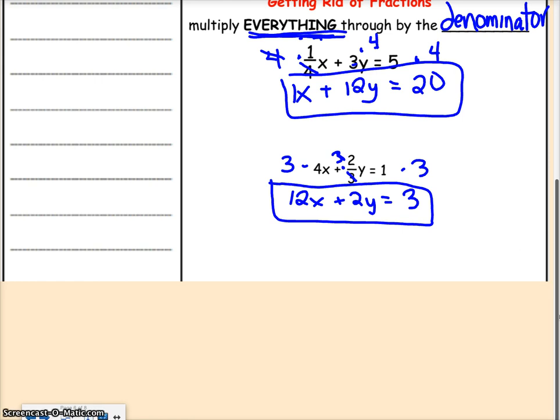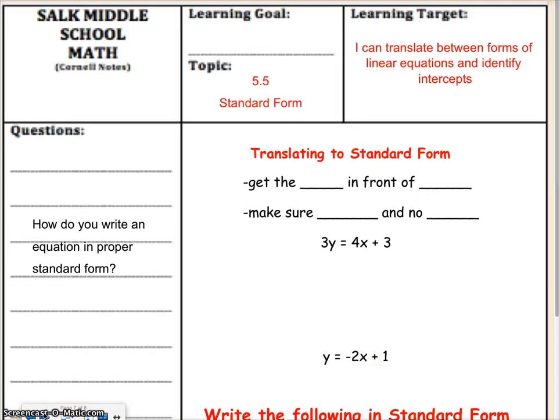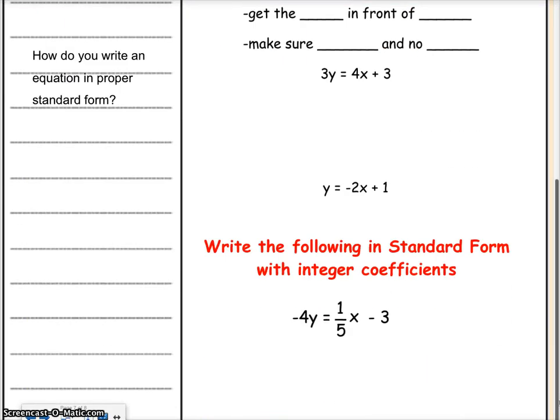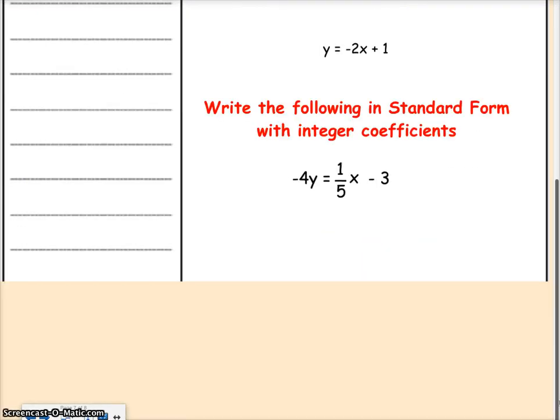All right. One more example. And I think it's on this side, down here in the red. Write the following in standard form with integer coefficients. That's that big fancy vocab word. That just means no fraction.